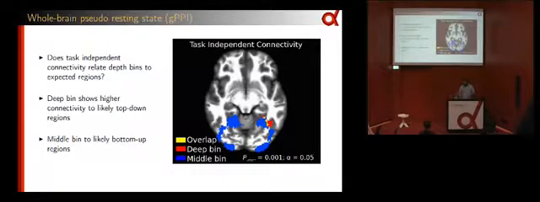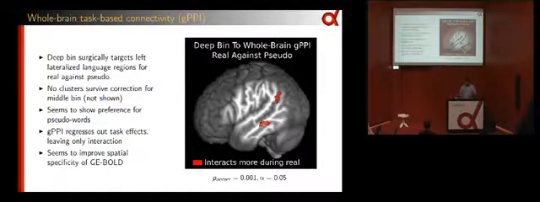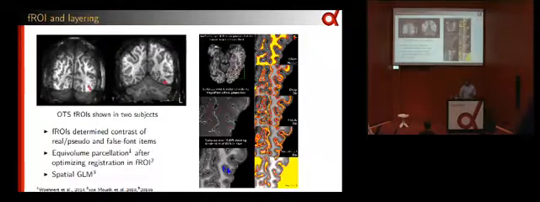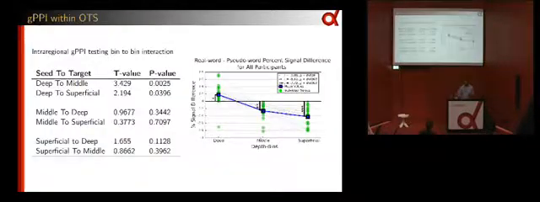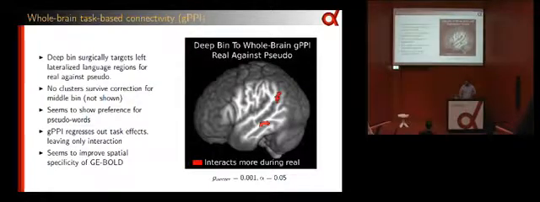I'll skip this one. This is the very interesting slide that I wanted to share with you guys today. So if we take the deep bin signal and we take the middle bin signal, the time courses that we extract from this slide here, right? We take time courses from the deep bin and the middle bin, right? And we create interaction terms with the tasks to see how they interact with the rest of the brain.